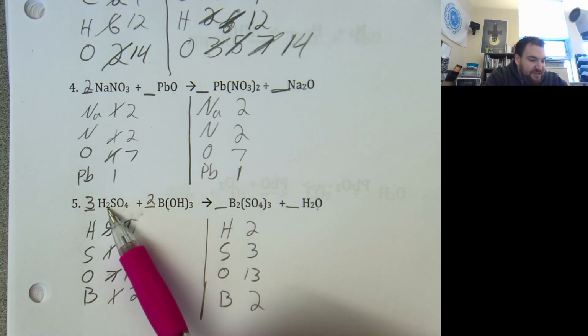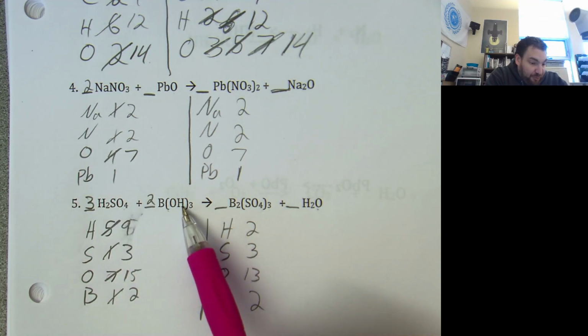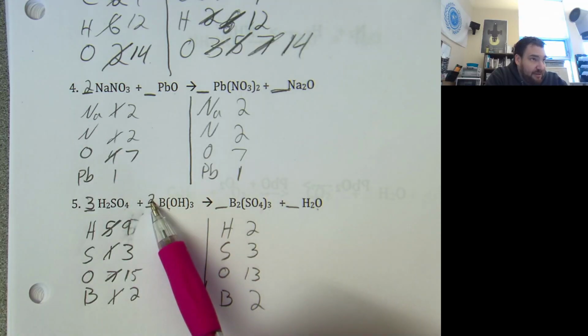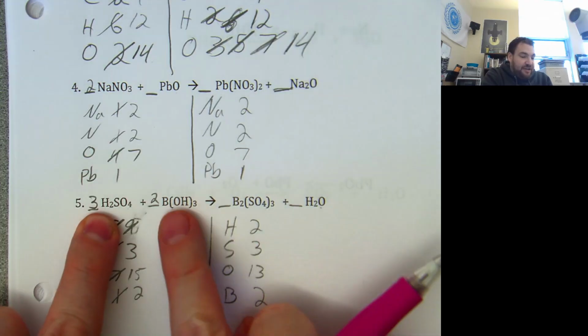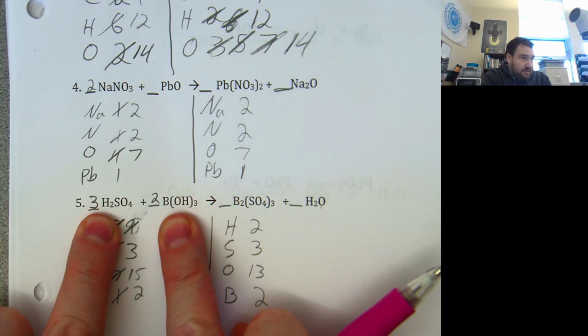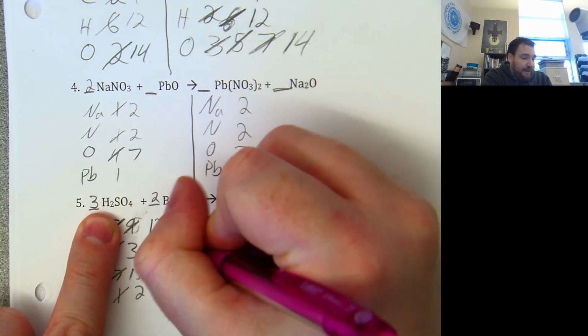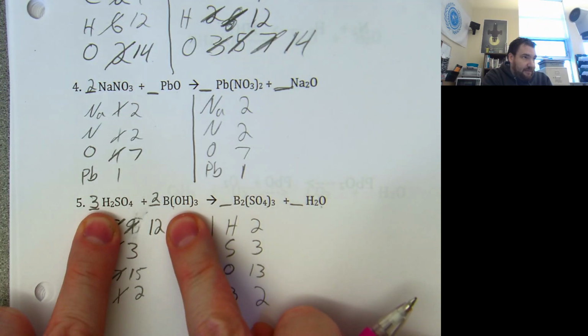3 times 2 is 6. 3 times 2 is 6. 6 plus 6 is... I've got 6 hydrogens here, 6 hydrogens here. Evelyn, you cool with why that happened? Hold on, we're not doing next yet. We're still talking about H's.